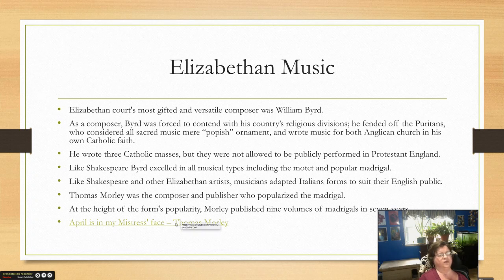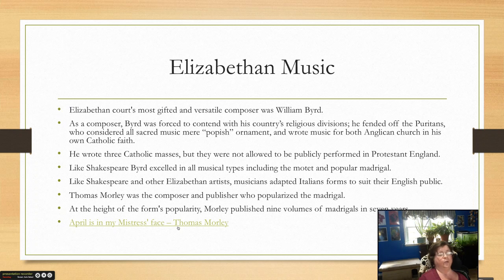The Elizabethan court's most gifted and versatile composer was William Byrd. As a composer, Byrd was forced to contend with his country's religious divisions. He fended off the Puritans, who considered all sacred music mere popish ornament, and wrote music for both the Anglican Church and his own faith. He wrote three Catholic masses, but they were not allowed to be publicly performed in Protestant England.